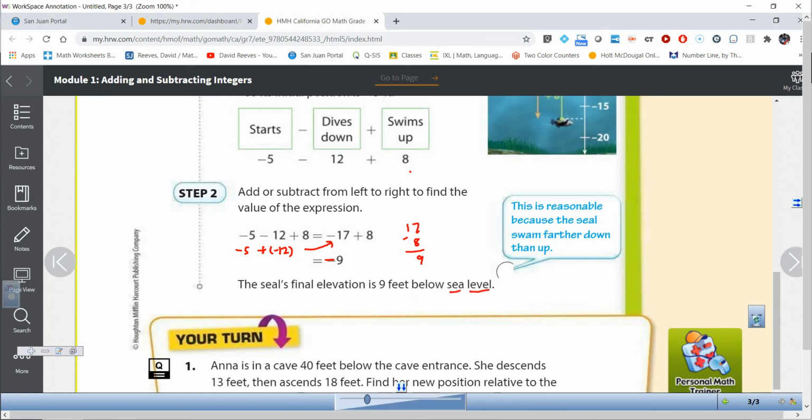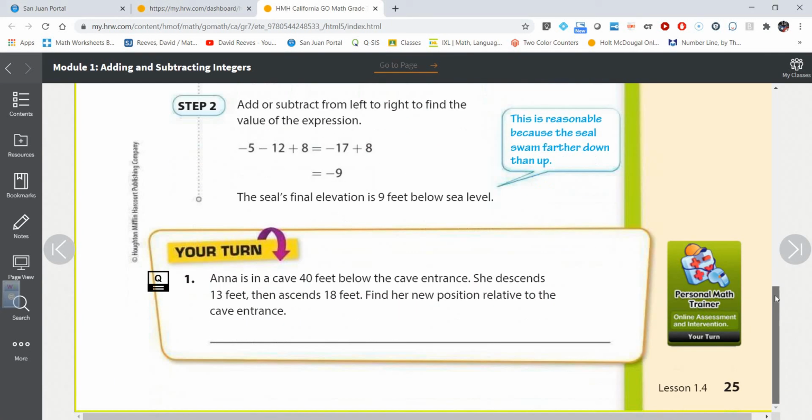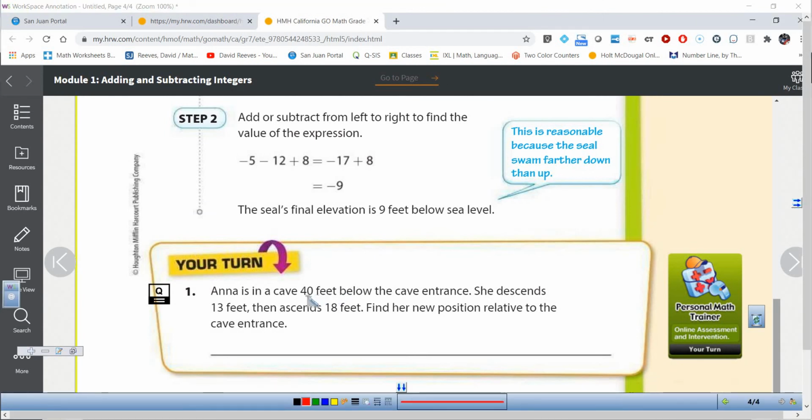If it had turned out to be positive, it would be above sea level. Okay? All right, so let's look at this example right here. Anna is in a cave 40 feet below the cave entrance. So you see that word below? That's an indication that we're going to be negative. Okay? Then she descends. Descend means to go down. To go down. Okay?